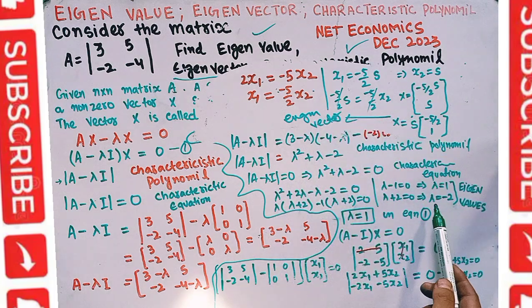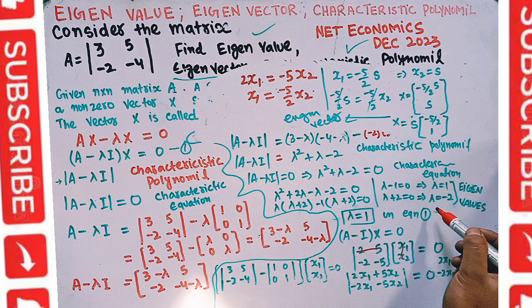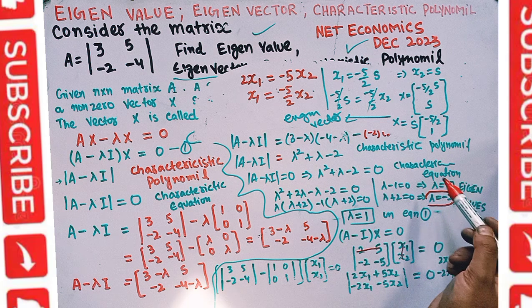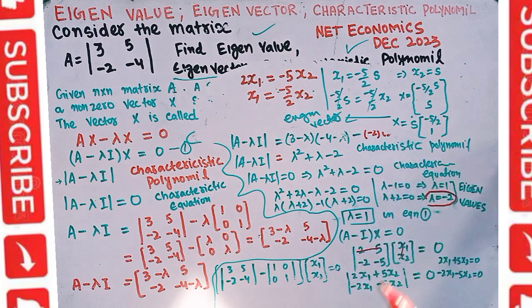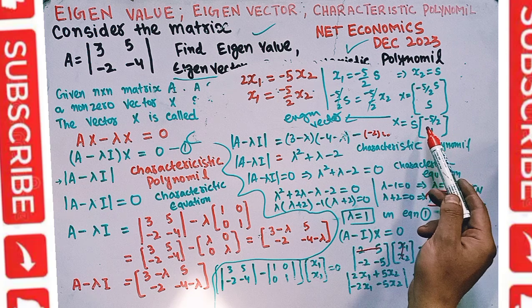Similarly, when we put lambda equal to minus 2 in this equation, we will get another eigenvector corresponding to lambda equal to minus 2. When lambda is equal to 1, we got this eigenvector, which is equal to a scalar times this, the values of x1 and x2.